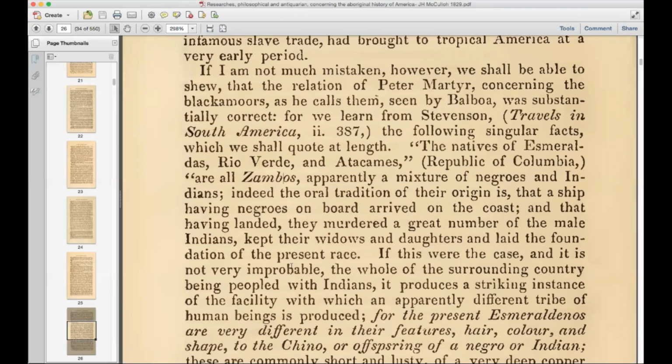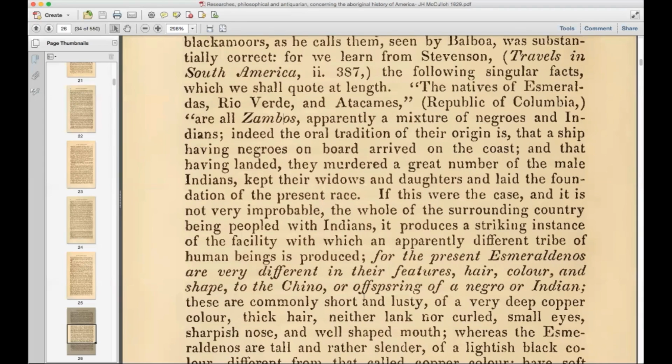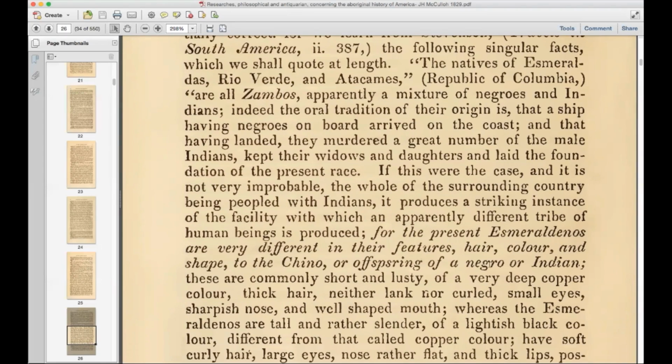If this were the case, and it is not very improbable, the whole of the surrounding country being peopled with Indians, it produces a striking instance of the facility with which an apparently different tribe of human beings is produced. For the present Esmeraldenos are very different in their features, hair, color, and shape to the Chino, or offspring of a Negro and Indian. So they were calling offsprings of Negroes and Indians Chino. I thought Chino meant Chinese.